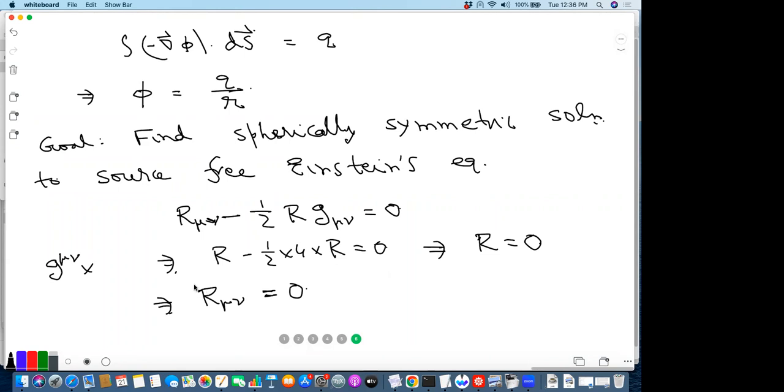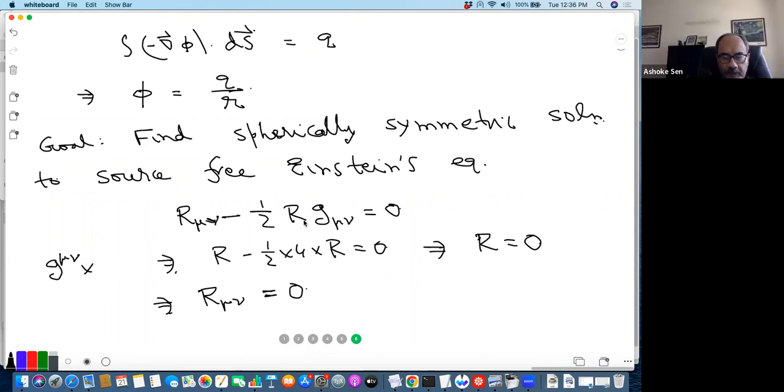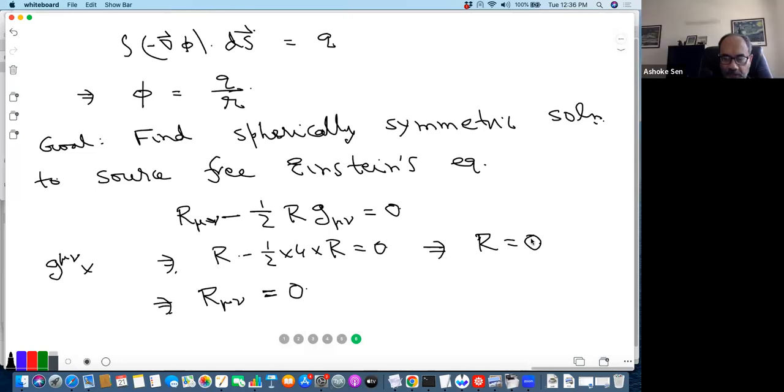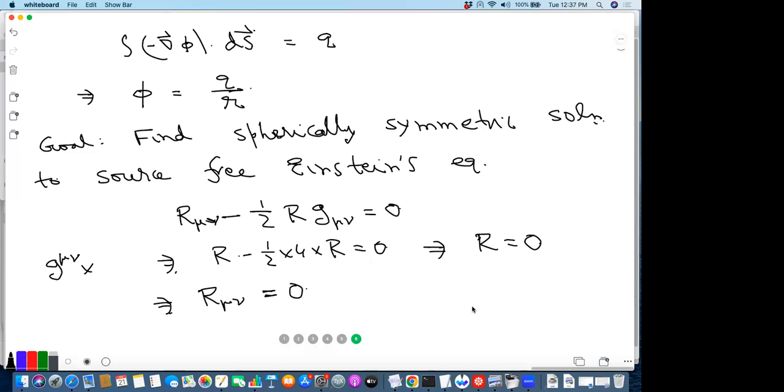Can you please explain again how R is vanishing? Oh, because you have this equation, right? You multiply by g mu nu. So g mu nu R mu nu gives you R, and this gives you minus half R times 4, right? So this combination is R minus 2R, so that gives you R equal to 0. Is this clear? Yeah, thank you. Okay.